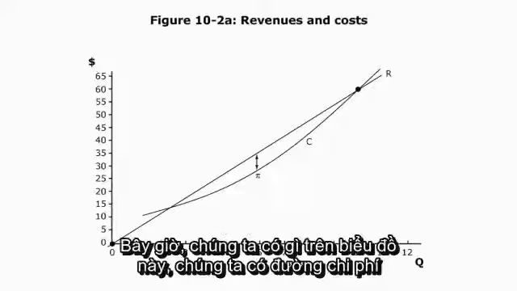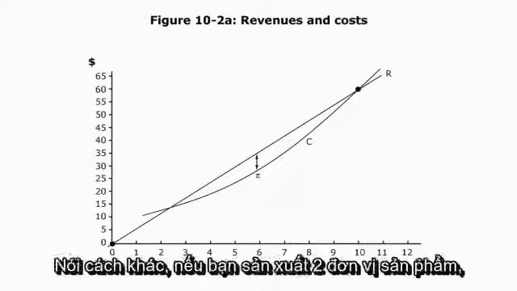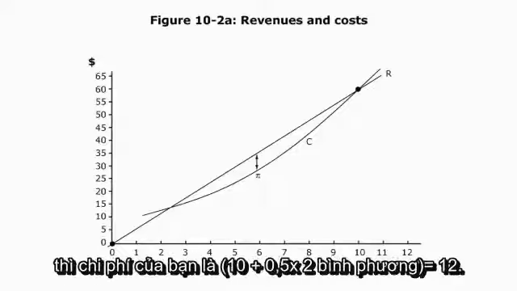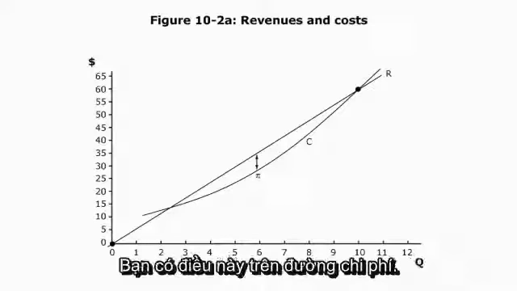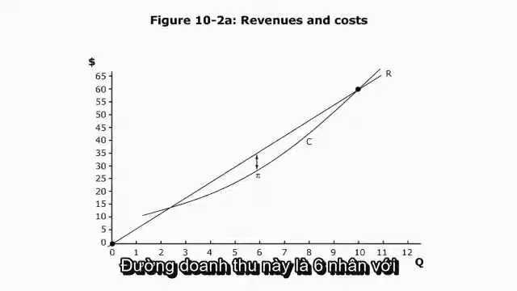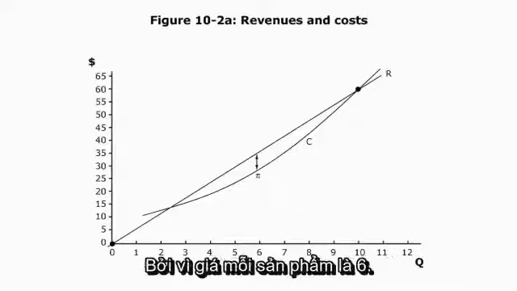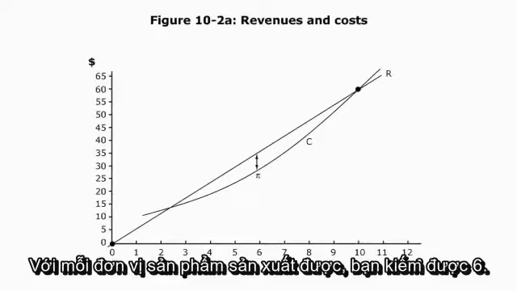Now, what we have on this graph is a cost curve and a revenue curve. The cost curve literally graphs that function. So if you produce 2 units, then your cost is 10 plus half of 2 squared, or 12. You've also got a revenue curve. The revenue curve is just 6 times the number of units produced, because the price per unit is 6. So it's just a straight line with a slope of 6. Each unit produced, you make 6.